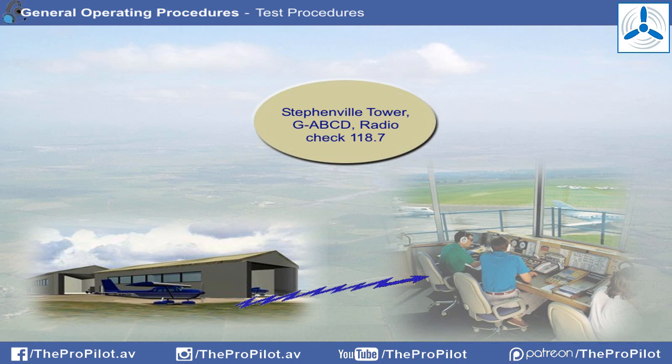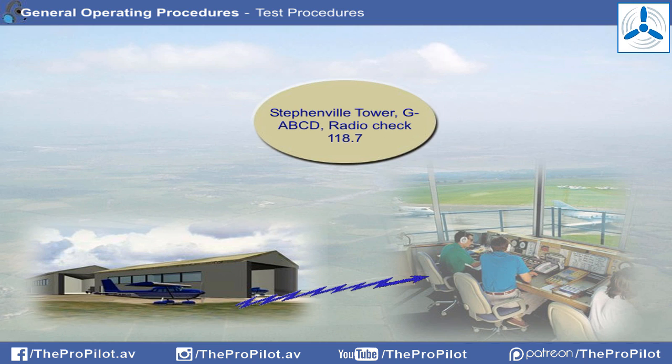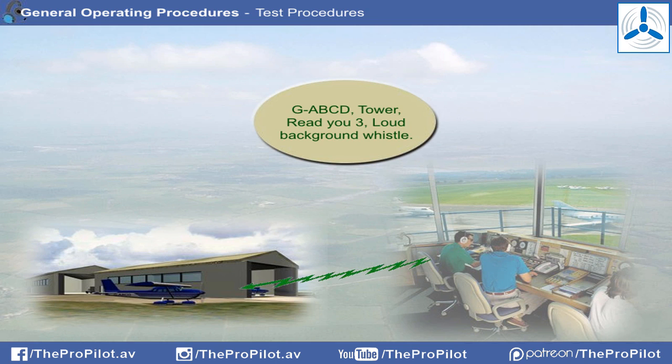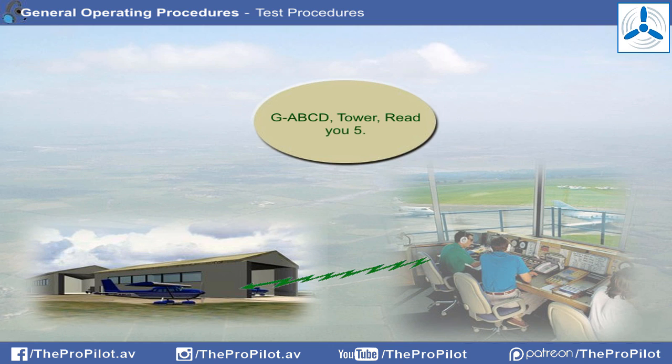Stephenville, radio check 187. Station calling Stephenville Tower. You are unreadable. Stephenville Tower, Golf Alpha Bravo Charlie Delta, radio check 118.7. Golf Alpha Bravo Charlie Delta Tower. Read you 3. Loud background whistle. Stephenville Tower, Golf Alpha Bravo Charlie Delta, radio check 118.7. Golf Alpha Bravo Charlie Delta Tower. Read you 5. Golf Alpha Bravo Charlie Delta.